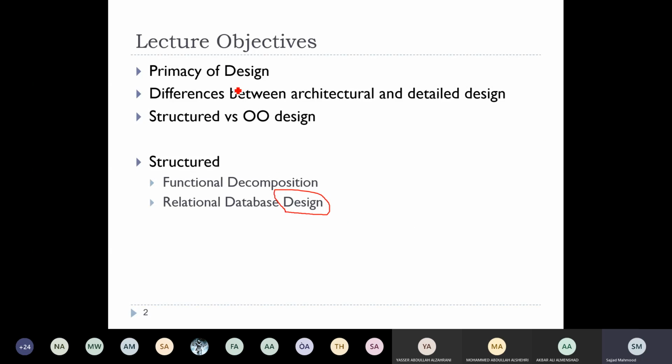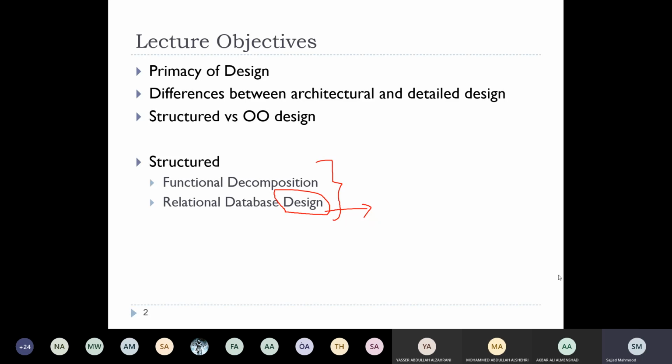So as part of this lecture, we're going to talk about the importance of design and what is different between architecture and detailed design. This for sure we'll talk about on Thursday. But since we're talking about it here, I just want to raise the point that this word design is used in multiple ways, and it has different meanings, even in the software development industry.